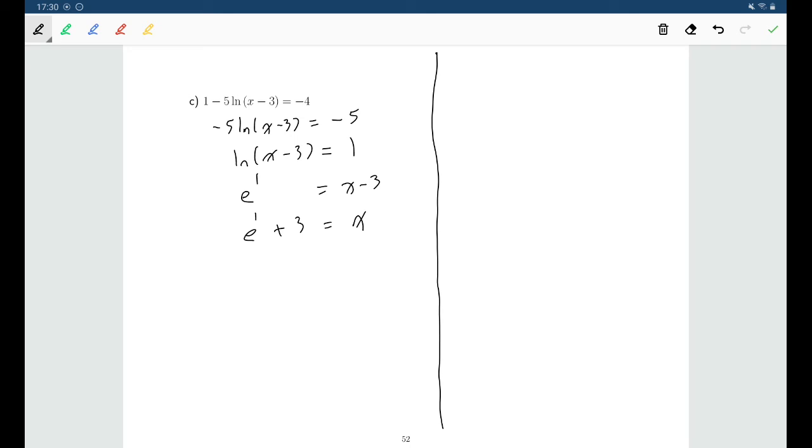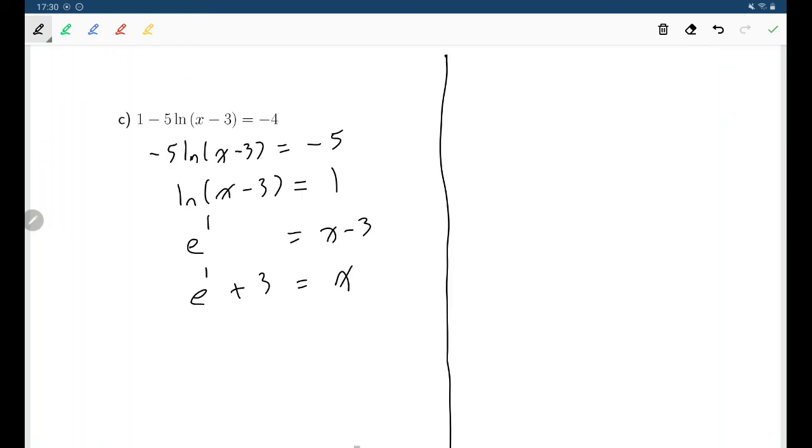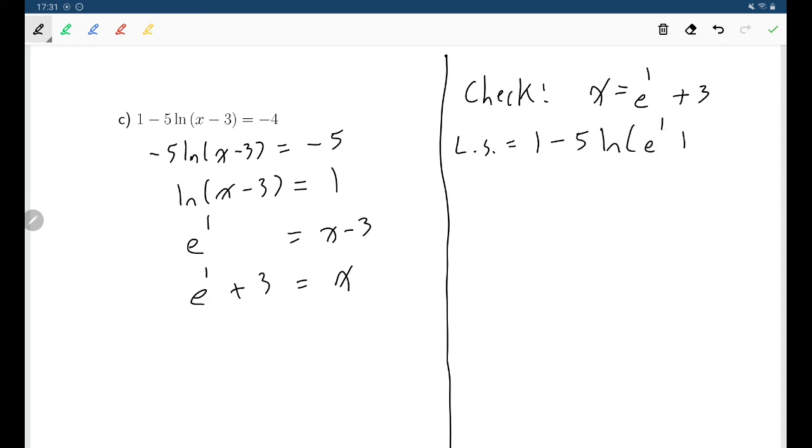But to actually show that the left side and the right side are equal, I would have to use the exact value. And that's not hard for me to do, because if I'm looking to check that solution of x equals e to the power of 1 plus 3, on the left side of your equation, you'd have 1 minus 5 times natural log of e to the 1 plus 3 minus 3. So here I've replaced the x with e to the 1 plus 3.